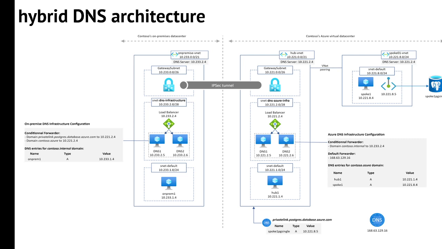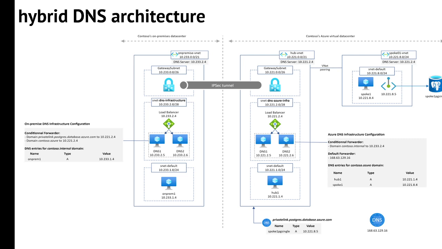This conditional forwarder, as we mentioned, sends the traffic to infrastructure as a service DNS. So we build two servers here. We have a load balance, and this conditional forwarder sends the traffic from on-premise to the hub for two servers using Contoso.Azure. So Contoso.Azure is here in the hub, and we have Contoso.Internal in on-premise.